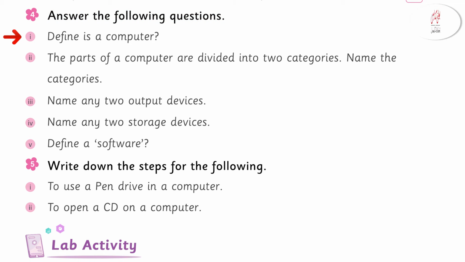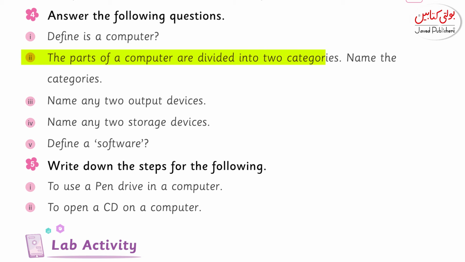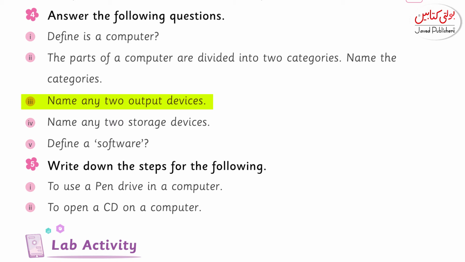Our next question is answer the following question. Question number 1. Define a computer. A computer is an electronic machine that takes data as input, processes it, and gives the result as output. Question 2. The parts of a computer are divided into two categories. Name the categories. The categories are hardware and software. Question 3. Name any two output devices. The output devices are printer and monitor.